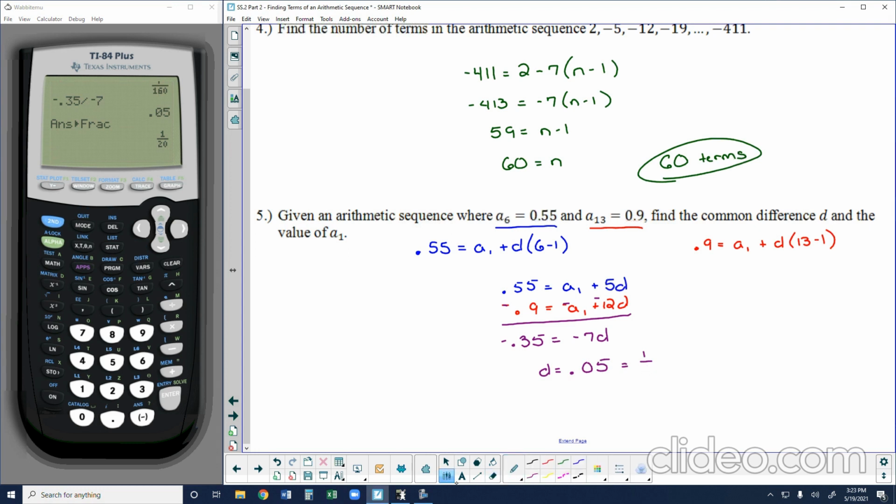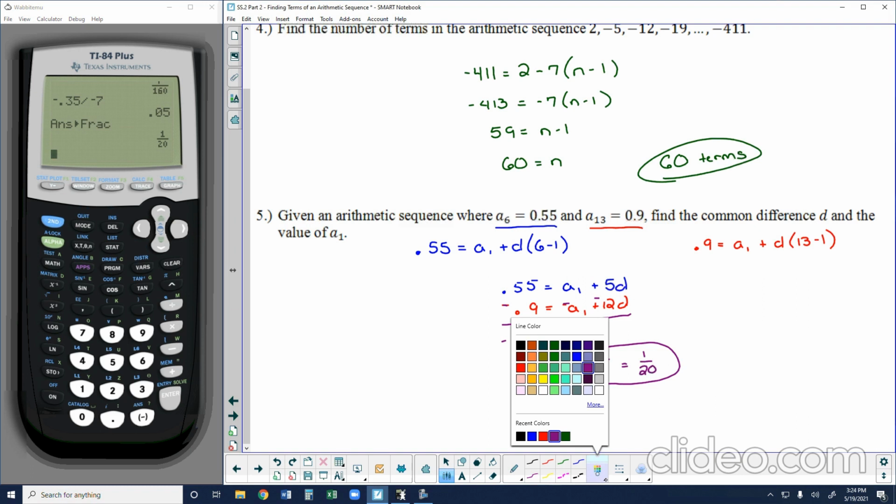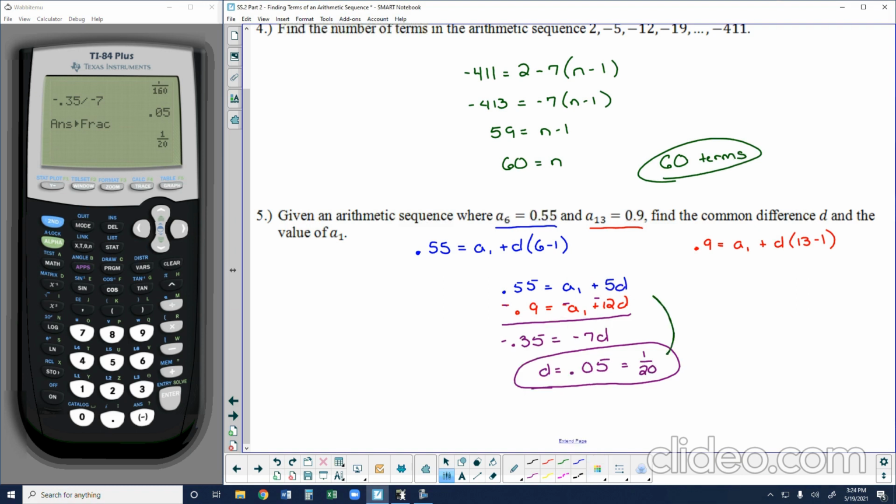representations of your answer. Now we can use this to find the first term. So our common difference is 1/20 or 0.05. And then we can use this to find the first term by substituting into either of these two equations. So I'm going to choose this first equation here. I'm going to substitute in the 1 over 20th. So I'm going to have 0.55 equals a sub 1 plus 5 times 0.05 or 1 over 20.